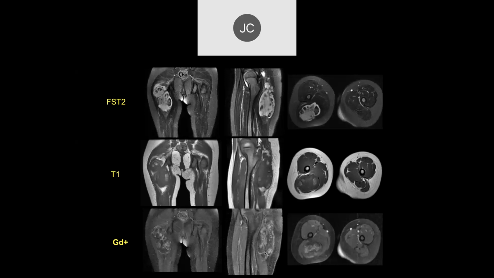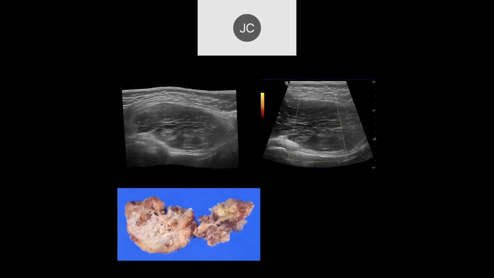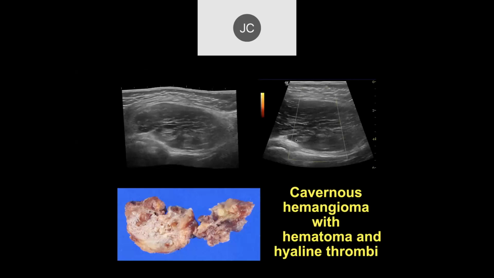Funny enhancement pattern with gadolinium. Doesn't look like there's much flow on the ultrasound. Okay, so that's helpful. This is what it looks like when they took it out. And this was a cavernous hemangioma, a lot of hematoma and a lot of hyaline thrombi. So you can have hemangiomas that don't look very vascular on an ultrasound.